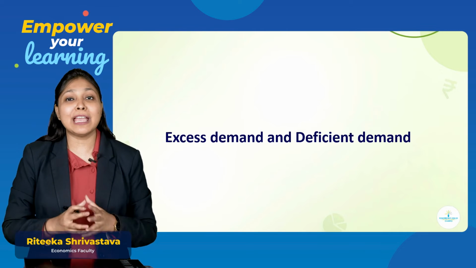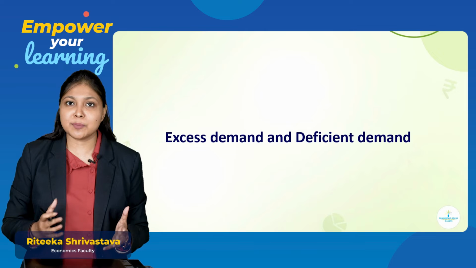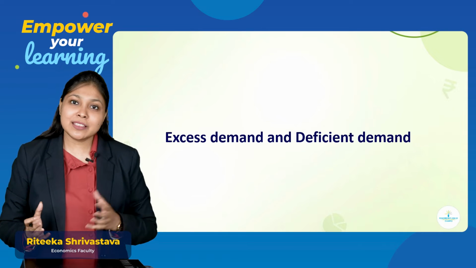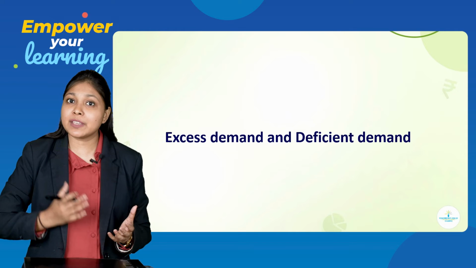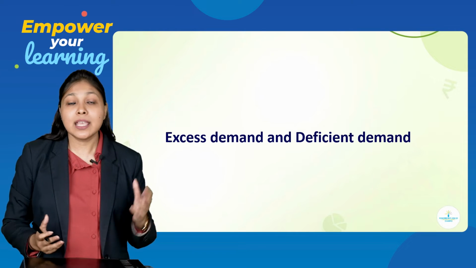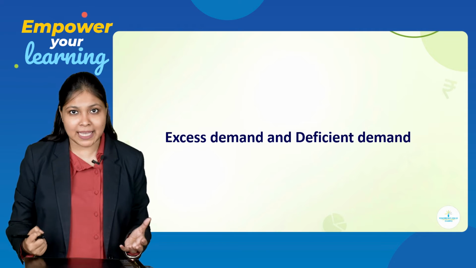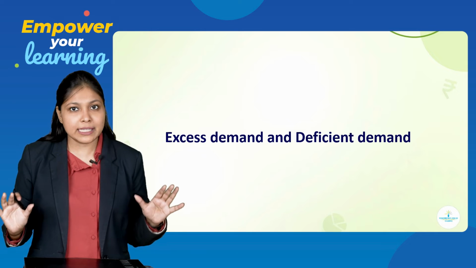So till now we have already understood what is investment multiplier, how it is denoted. It is denoted with K. Then we also studied the relationship of K with MPC and MPS. Then we also saw what is the maximum value and minimum value of K. So that we have already covered.